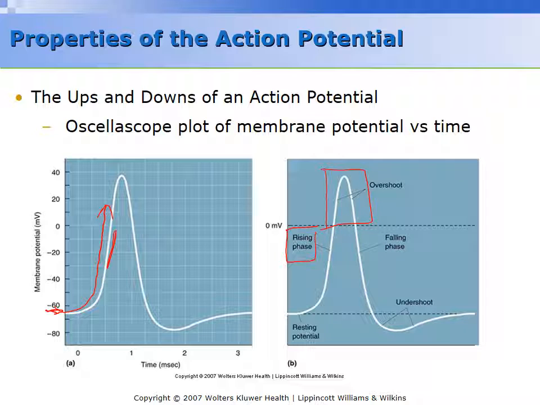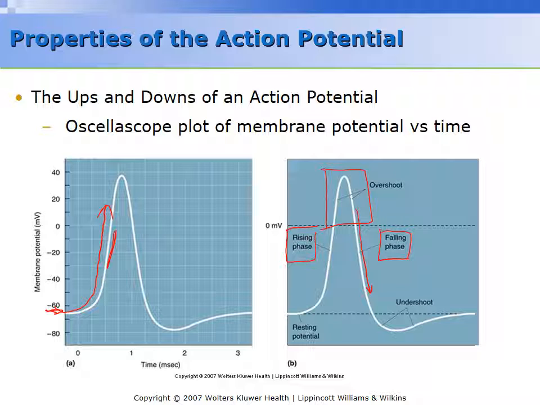The rising phase ends with what's called an overshoot, in which the membrane potential actually becomes positive. That means the inside of the cell becomes more positive than the outside. Following this overshoot, we have the third phase, which is the falling phase, where the potential starts basically normalizing, which for our neuron means that the inside of the cell is more negative than the outside of the cell.